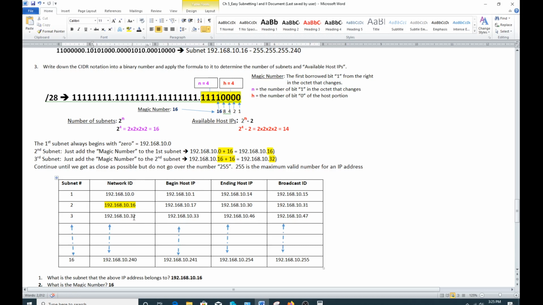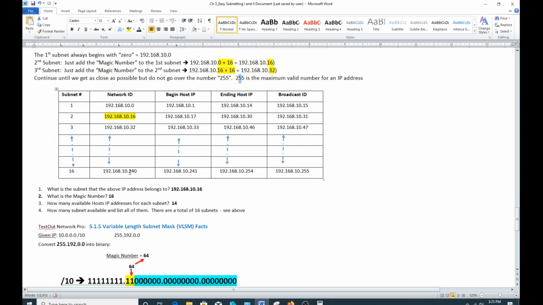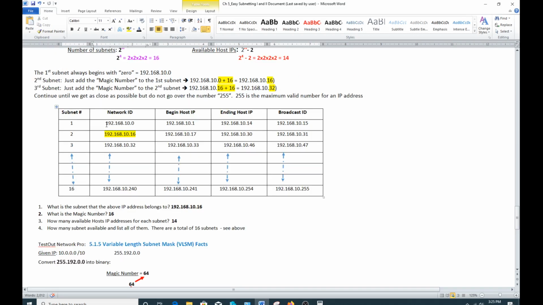192.168.10.16. We add 16 to the second subnet to get 32, and we keep on continuing until we get as close as possible, but do not go over the number 255, because 255 is the maximum valid number for an IP address. So when I get to 240, if I add 16 to this, I will get 256, which exceeds 255. So I stop right here. Now I write down the subnet. This is the first subnet.